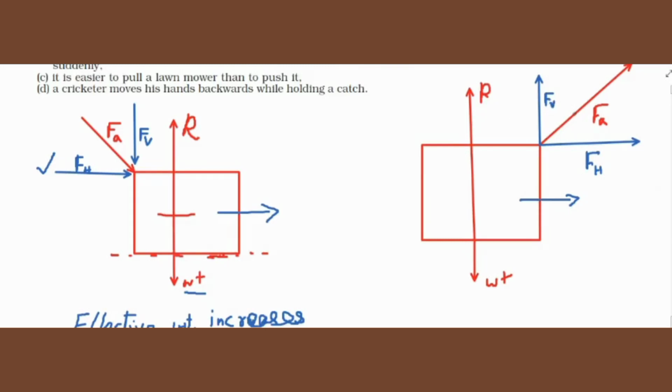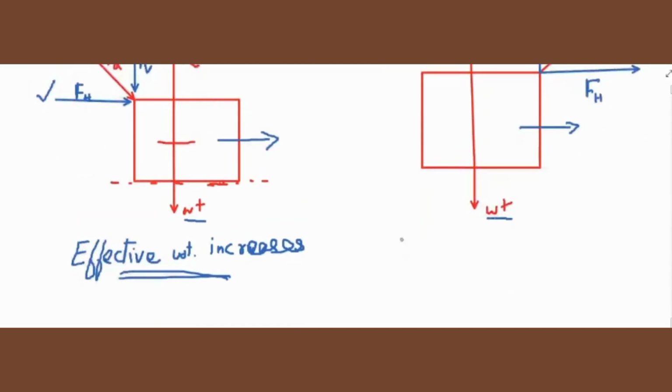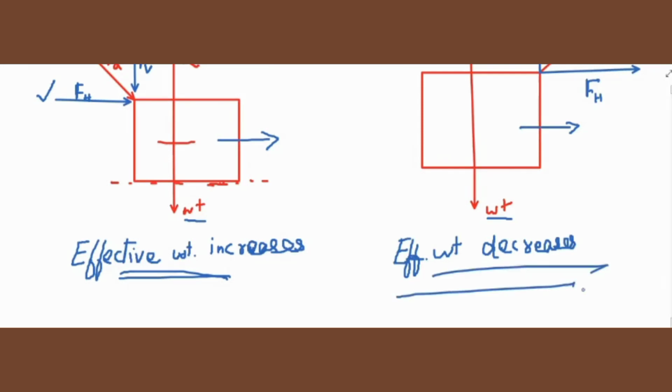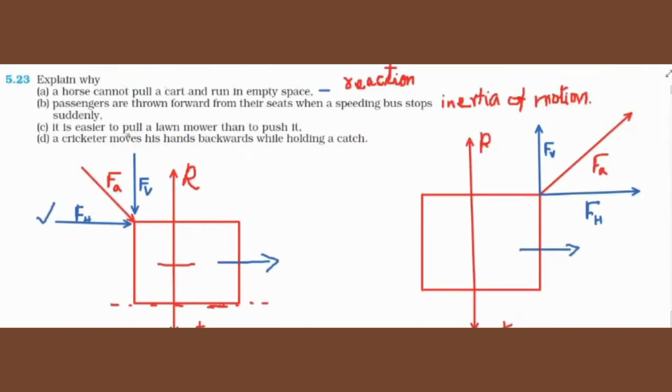Now look here, what about weight and FV? FH is used for motion. Weight and FV are in opposite directions. As FV and weight are in opposite directions, what happens to the effective weight in this case? We can say the effective weight decreases. So when you pull it, the effective weight decreases. When you push it, the effective weight increases. Therefore, it is easy to pull.